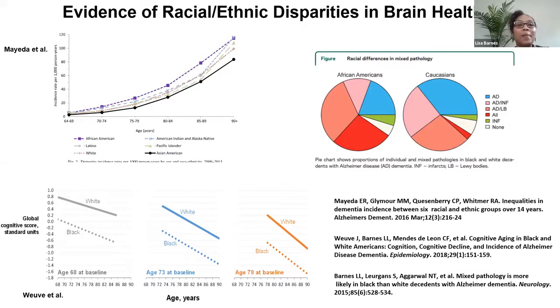And if we just stop here, we would incorrectly assume that these differences are due to something about race. But we know that race is a social construct. It's not rooted in biology. So looking at social determinants will allow us to unpackage the ways that these social and environmental factors may be the root drivers and root causes of these disparities.